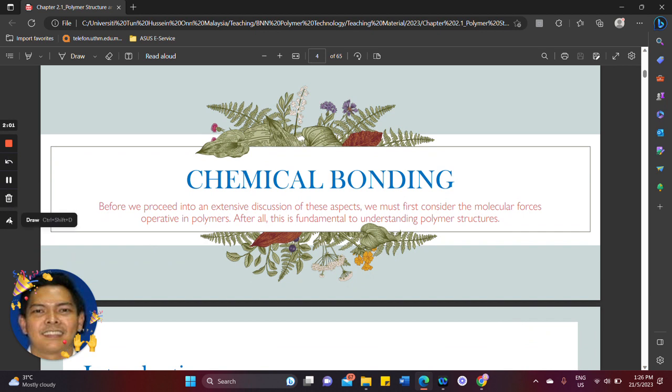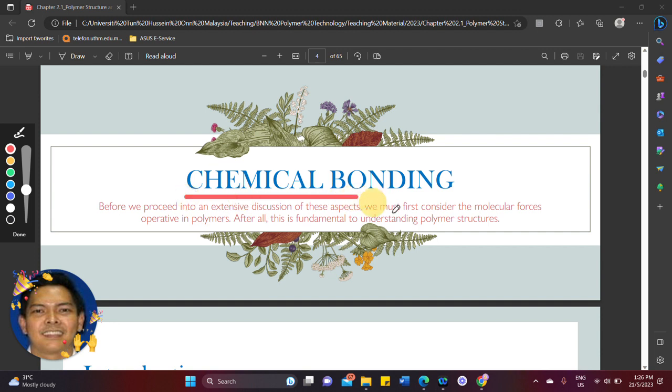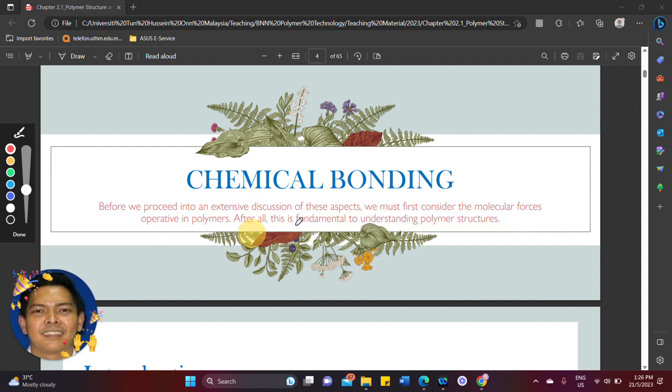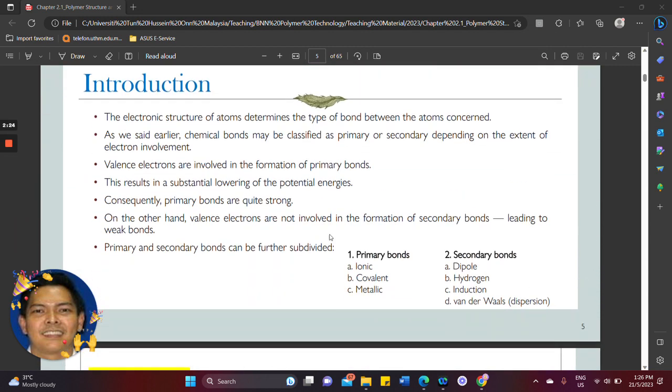Chemical bonding. Before we proceed into an extensive discussion of this aspect, we must first consider the forces operative in the polymer molecule. After all, this is fundamental to understanding the polymer structure. So the understanding of chemical bonding involved in each polymer is very crucial. Introduction.